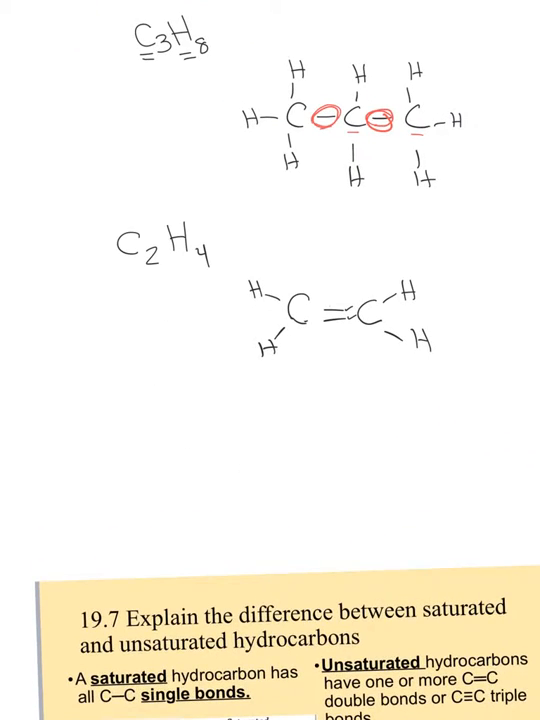Let me do one more for you with something so you can see a triple bond. C2H2. Here's C, and this time there are 3 bonds in the middle. So this carbon already has 1, 2, 3 bonds, which means it can have 1 more. That's 4. And this carbon already has 1, 2, 3 bonds, so it can have 1 more. Okay, this is called the structural formula.